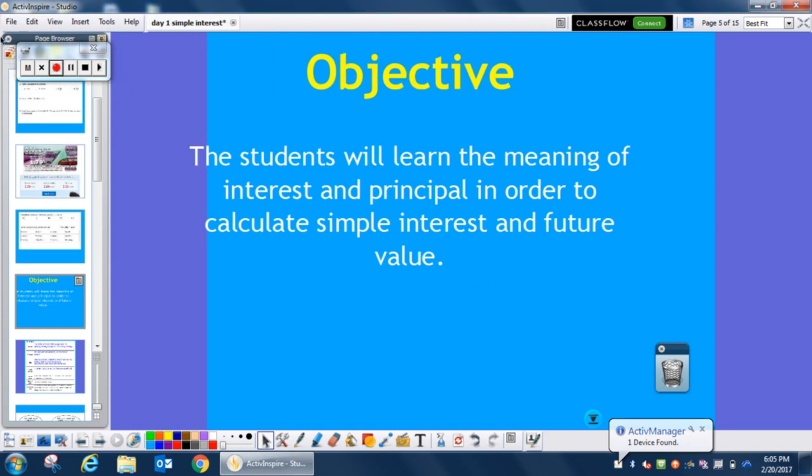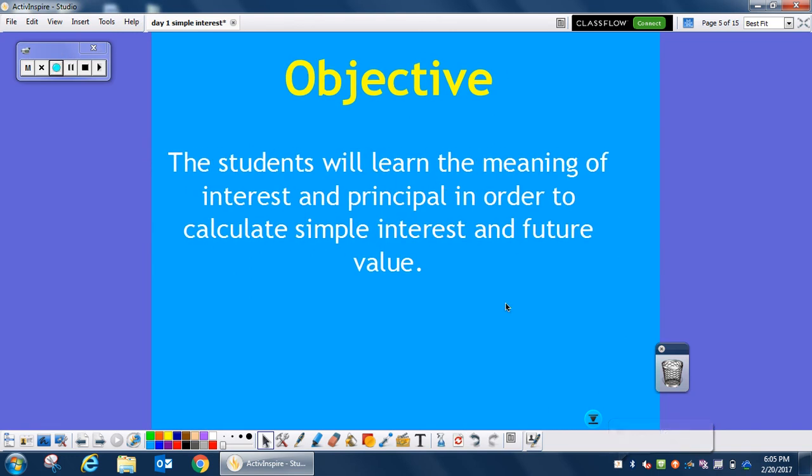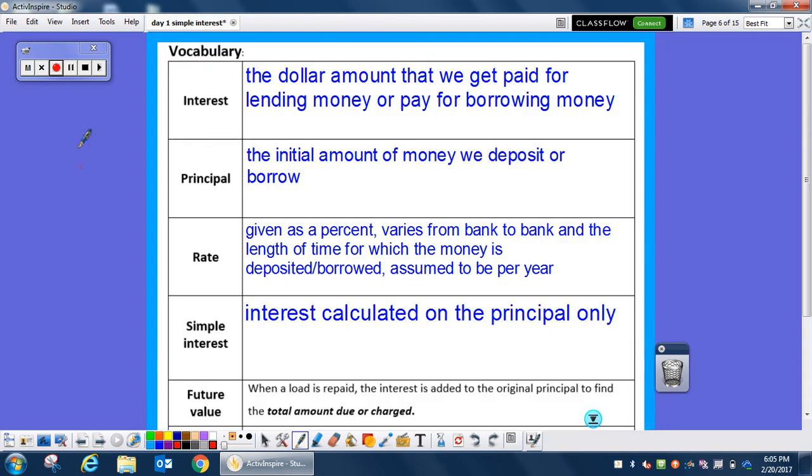All right, today is the first day of Unit 7. Your objective is that students will learn the meaning of interest and principal in order to calculate simple interest and future value. So there are two things that we're going to calculate today, and we're going to have two different formulas.